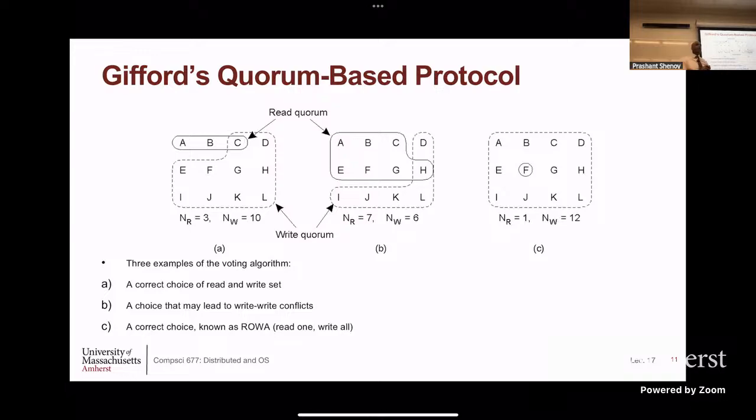Question is, are the 10 writes done synchronously? Yes, they have to be performed synchronously. You have to send that write to all of those C through L in this case, wait for the response, then the write is done.